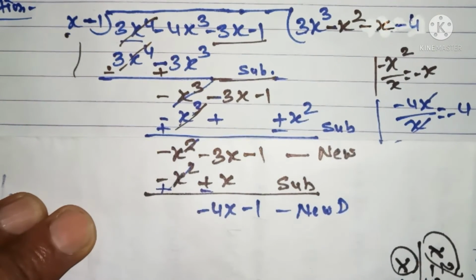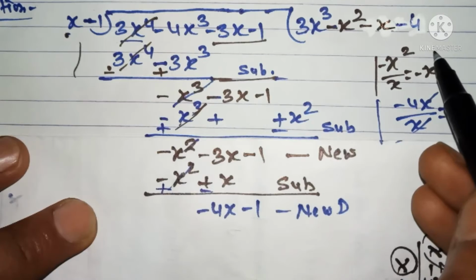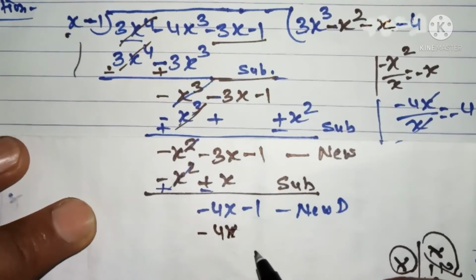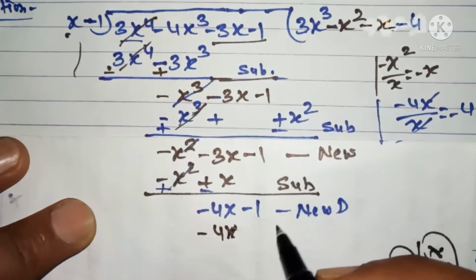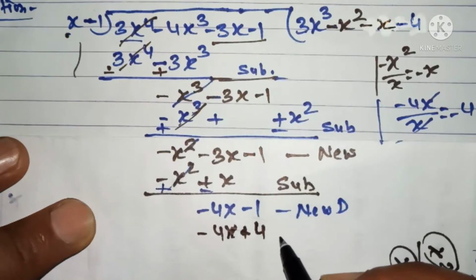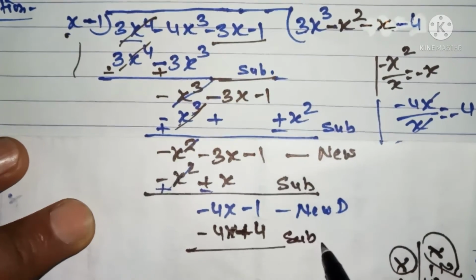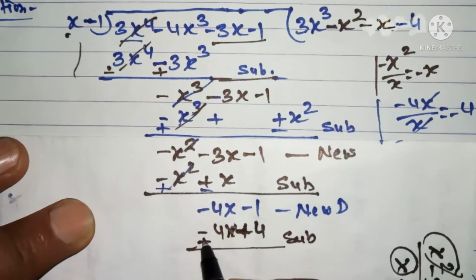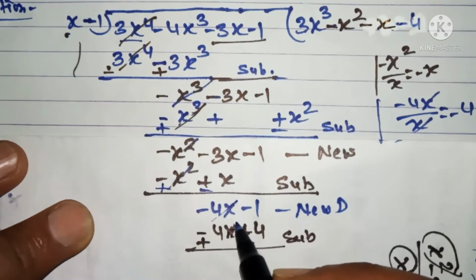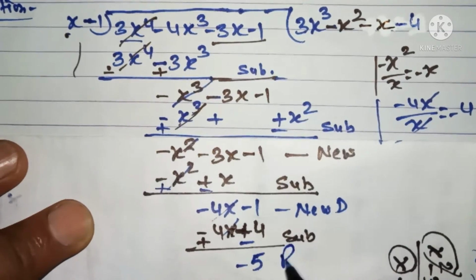Now we have to multiply minus 4 and the divisor, which will give us minus 4 into x is equal to minus 4x, and minus 4 into minus 1 will give us plus 4, as minus into minus will give us plus. So on subtracting we will get this sign will be plus, this will be minus. Here plus 4x and minus 4x will be cancelled, and we will get minus 5 as remainder.